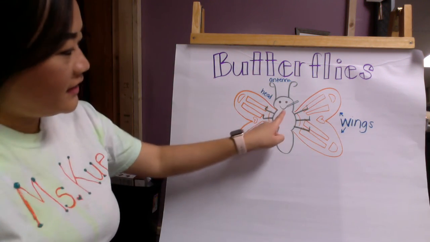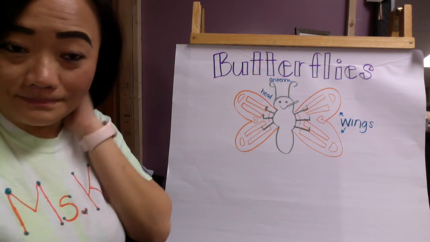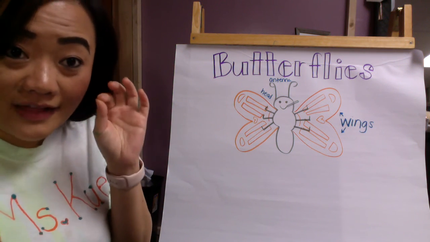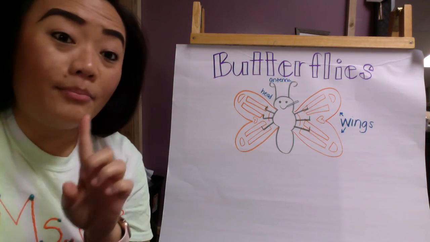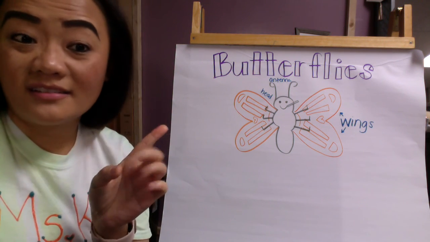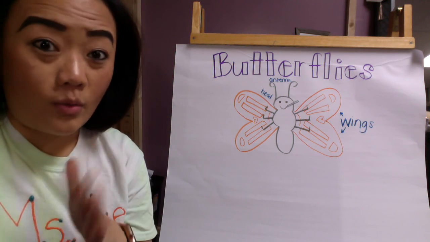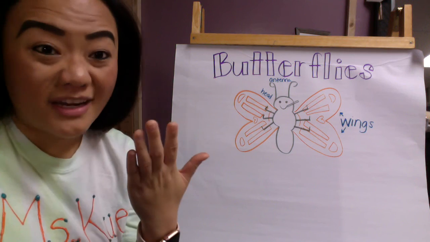And then I drew this kind of silly straw looking thing. Do you remember what they use that for? The butterfly uses it to drink stuff out of the flowers, right? In that video, it said that butterflies don't eat, right? They only drink liquids. Liquids is another word for like water or like milk, things that you can drink. So they only drink liquids.